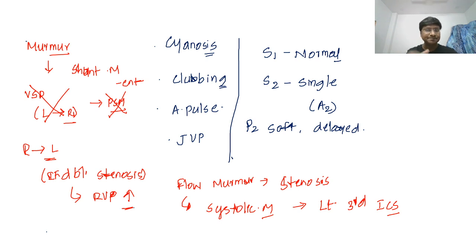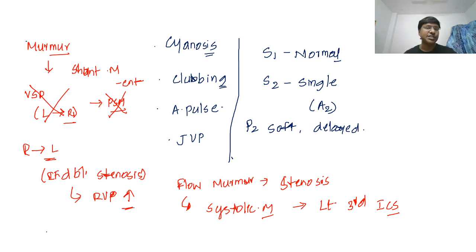What is a cyanotic spell? Whenever the baby cries, or after feeding, or whenever the individual is under exertion, cyanosis will develop. That is called a cyanotic spell, and it will reduce upon squatting. Now, that is the suspicion that makes you think of tetralogy of Fallot. That is the presence of cyanosis. And when you examine, there will also be the presence of clubbing.